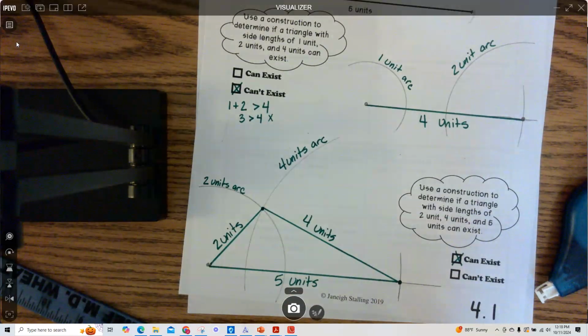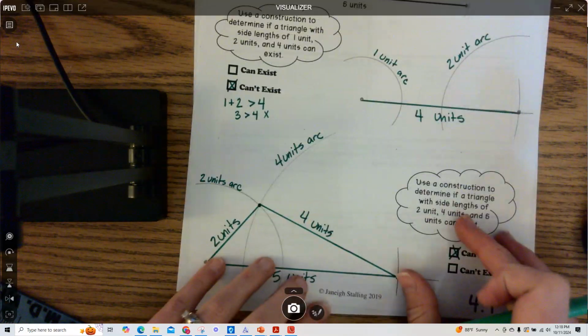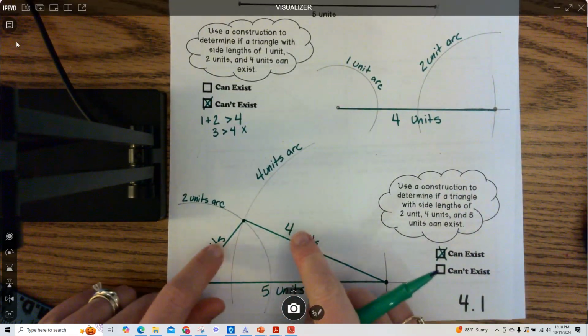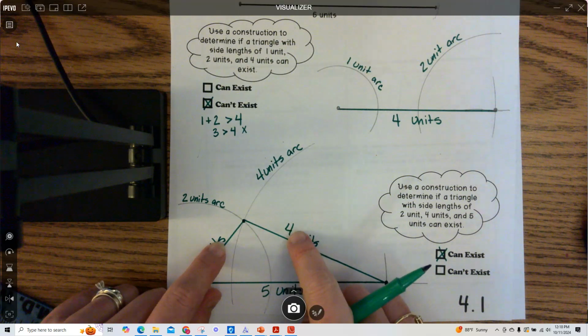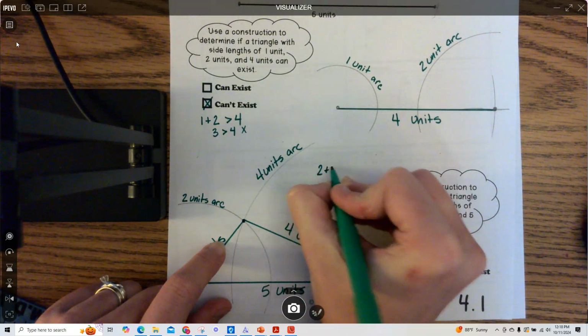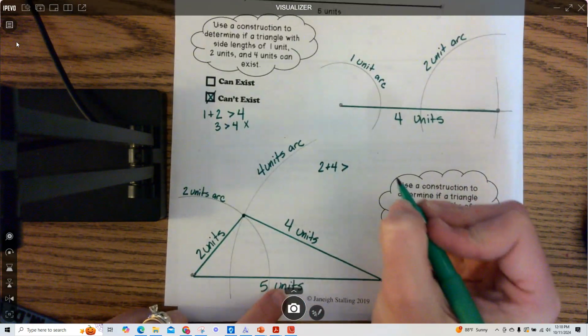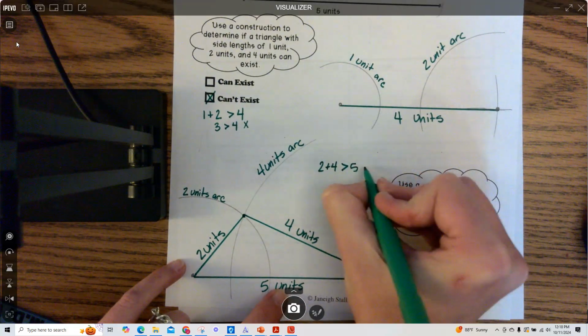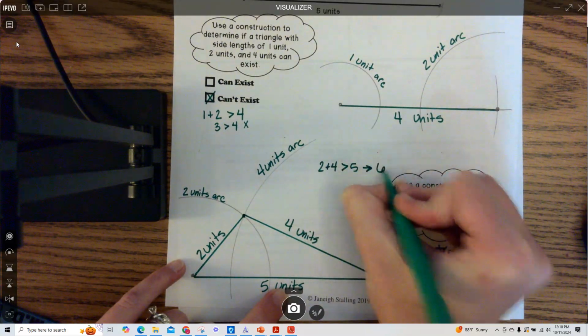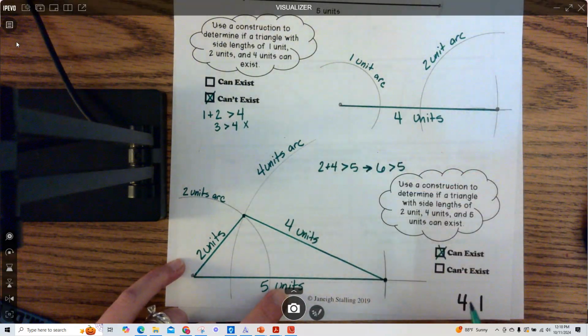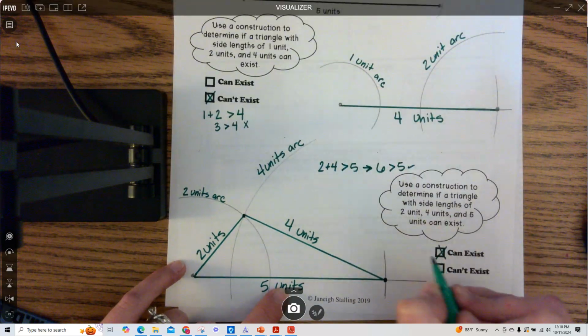And so those side lengths make a triangle. So again, the math behind it. Take 2 sides. I'm going to take 2 and 4. 2 plus 4 has to be greater than the third side. 2 plus 4 is 6. Is 6 greater than 5? Okay, so that one's good.